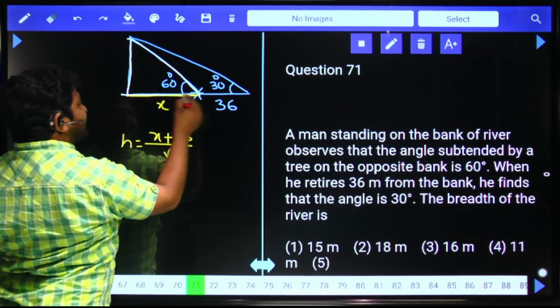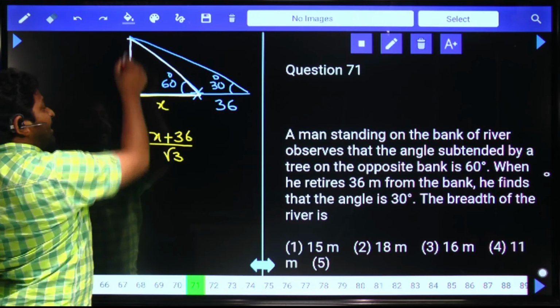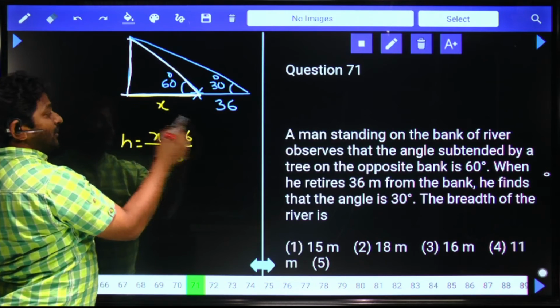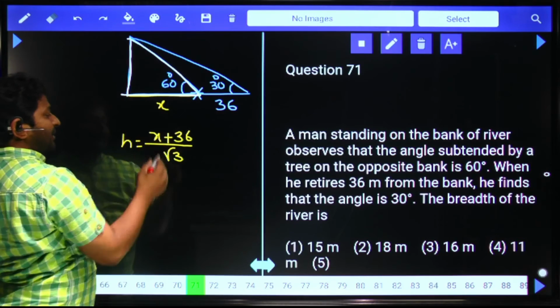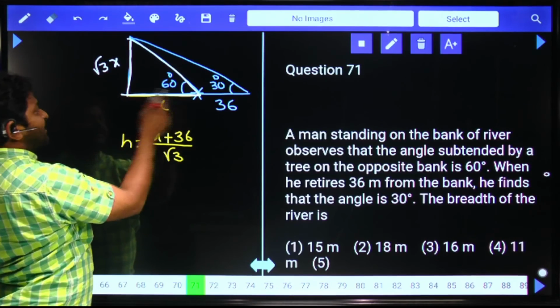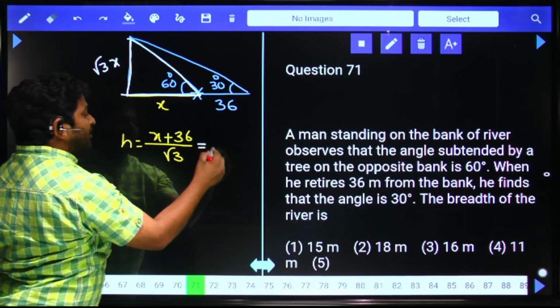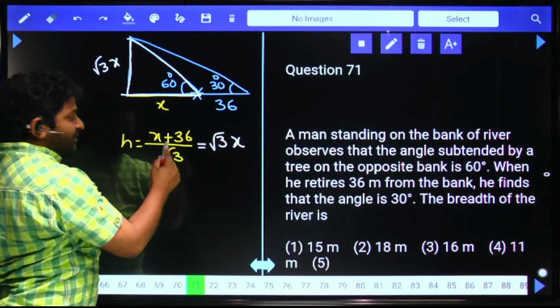Now let me take this triangle where the angle is 60 degrees. Tan 60 is equal to root 3. Then height is equal to root 3 into x. Then only opposite side by adjacent side will be equal to root 3. In both cases, we have the same height for the tree. Hence, both values should be equal.